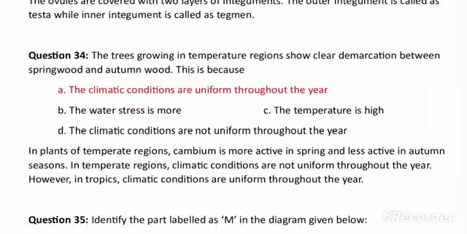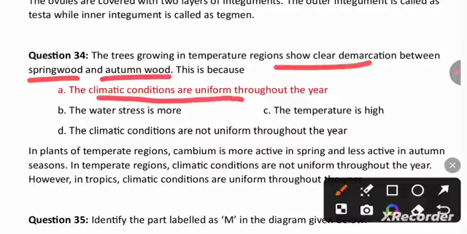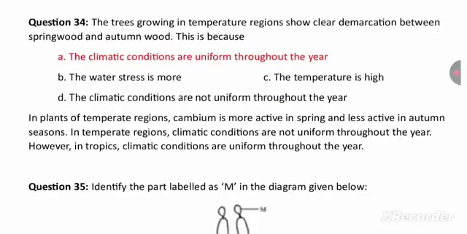The tree growing in temperate region shows clear demarcation between spring wood and autumn wood. This is because climatic conditions are not uniform throughout the year. In plants of temperate region, cambium is more active in spring and less active in autumn season. So in temperate region, climatic conditions are not uniform throughout the year. However, in tropics, climatic conditions are uniform throughout the year. That's why option A is the right answer.